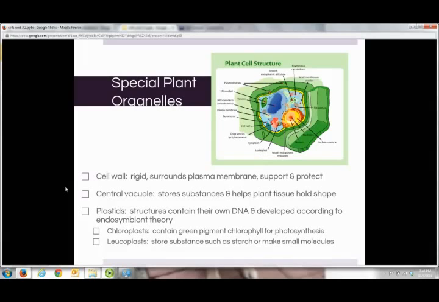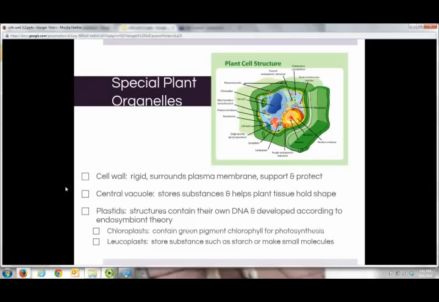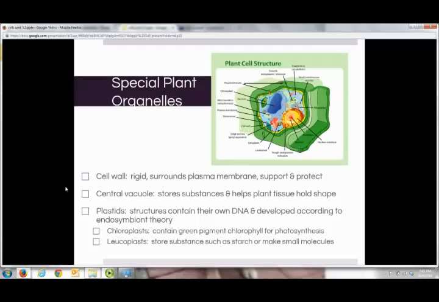Plastids are structures that have their own DNA, and these developed according to the endosymbiont theory, much like the mitochondria, in that they were a primitive prokaryote that was engulfed by another prokaryote. They also have their own DNA as well as a double membrane. One type of plastid is the chloroplasts. These contain the green pigment chlorophyll that's used for photosynthesis. Leucoplasts are another type that store substances such as starches or are used to make small molecules.